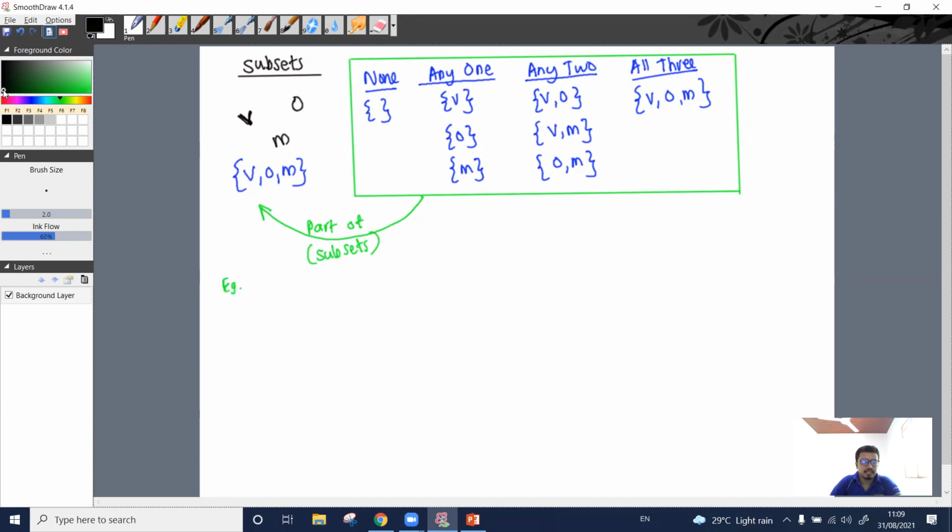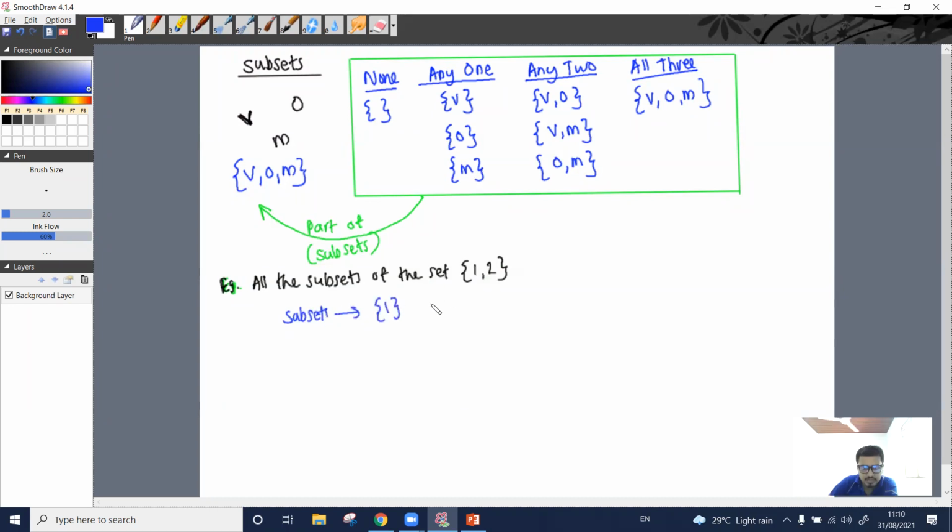If I take an example like this, all the subsets of the set, this one. If we are asked to write all the subsets of this given set, what should be the answer? What are the subsets? What should be the subsets there?